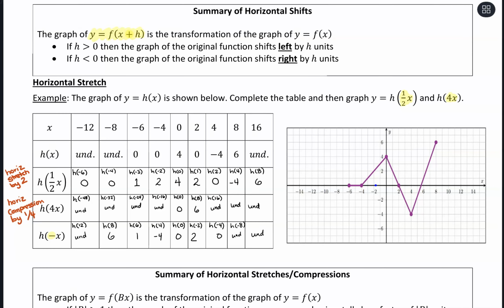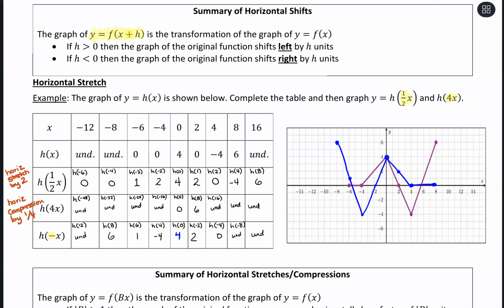Undefined. Okay, so when we do this, at negative 8, we're going to have positive 6. At negative 6, we have a positive 1. At negative 4, we have negative 4. At 0, I put a 0 there, but the output is 4. Stays the same. And let's see, 2, 2, 4, 0. And yeah, that's what we have here. But we could connect the dots with some more pieces too. And it would go like this.